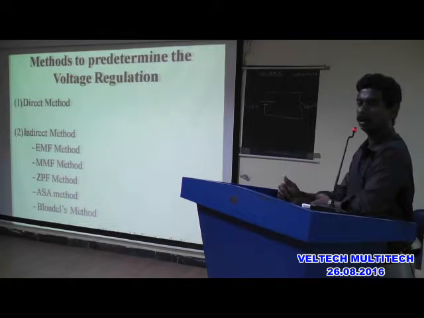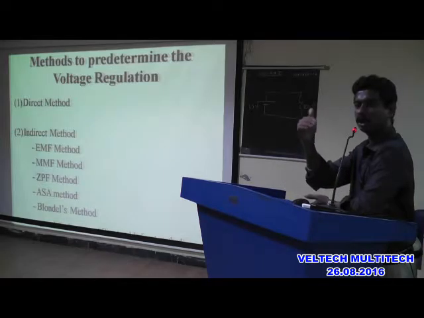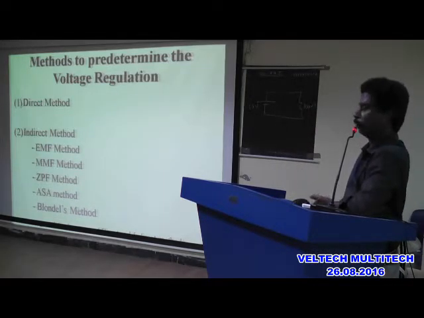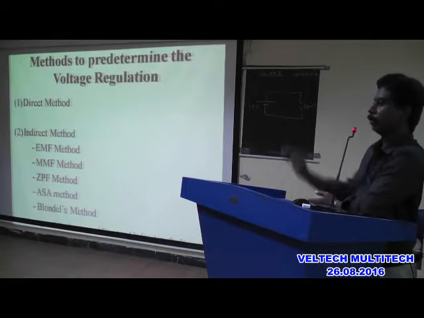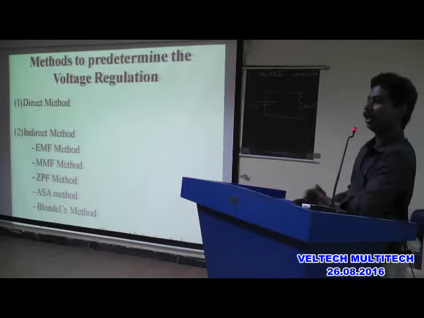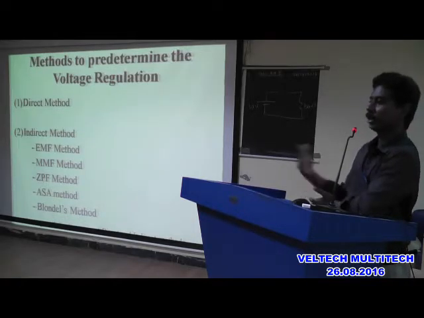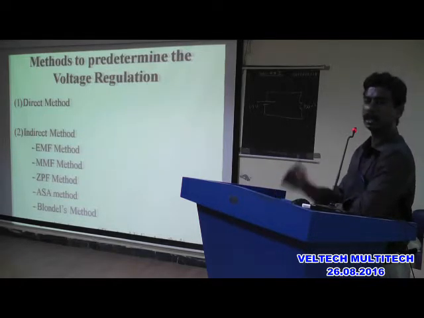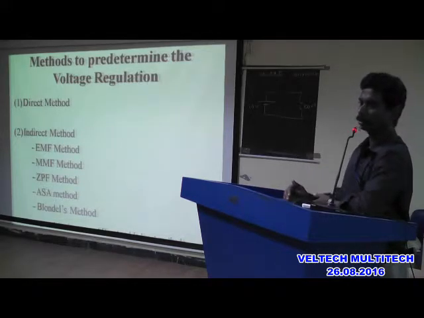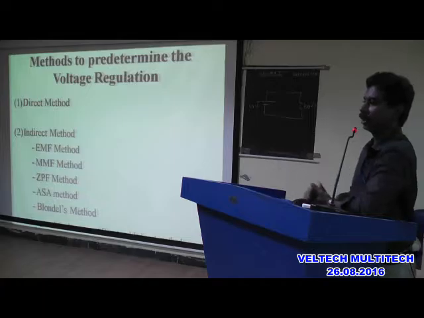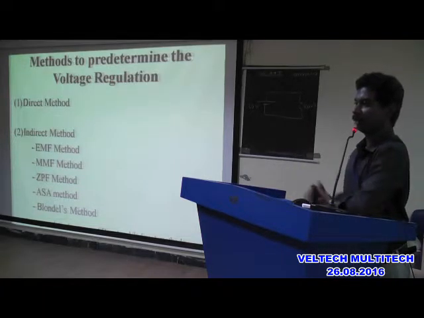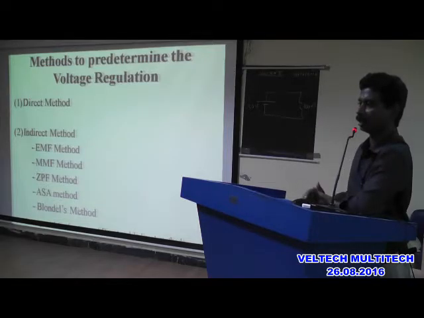So if you conduct a load test, all the electrical energy is converted into heat energy, almost it is waste. So direct method is suitable for low rated, low capacity alternator. For high capacity alternator, normally we will use the indirect method. Direct method is the accurate method, indirect method is the approximate method. If you calculate voltage regulation using indirect method, that is not the actual voltage regulation value. That value is somewhat higher than the actual value.